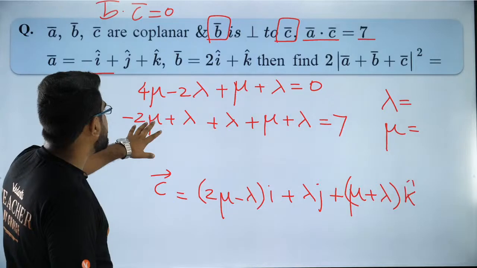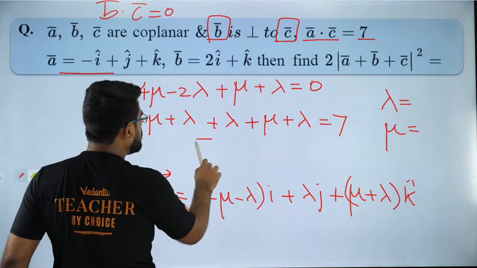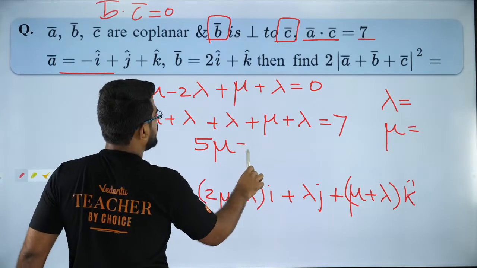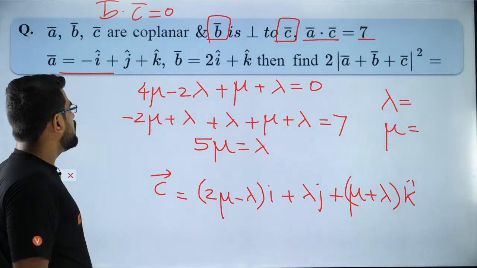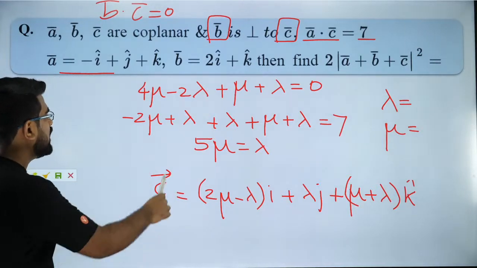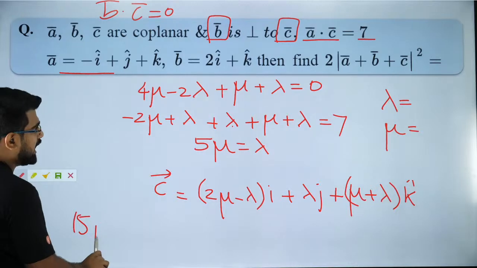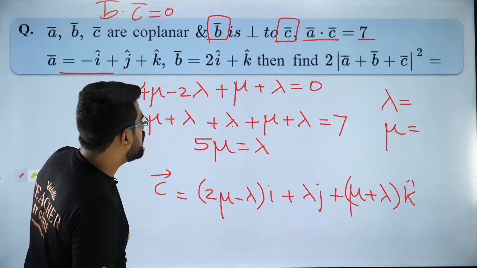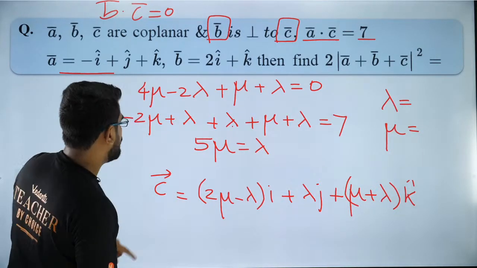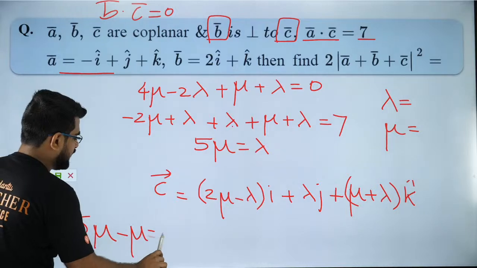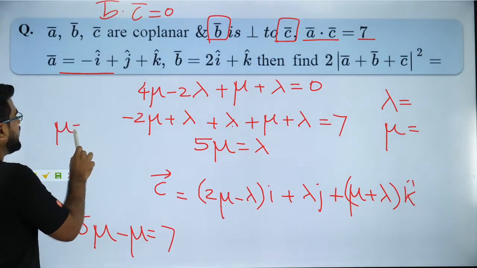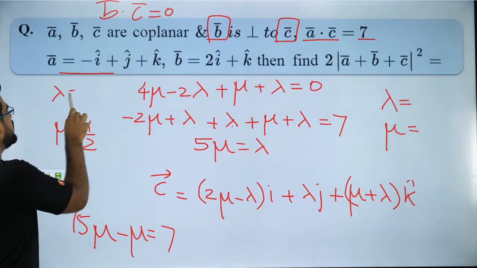Okay. So, guys, let's try to solve it. Looks like nobody is interested to do it. So, we will do it ourselves. So, lambda is equal to 5 mu. So, if I get lambda is equal to 5 mu, I'll get 3 lambda here. 3 lambda will be what? 15 mu. And you will have 15 mu minus mu, right? So, that is equal to 7. So, I'll get mu is equal to 1 by 2 and lambda is equal to 5 by 2.